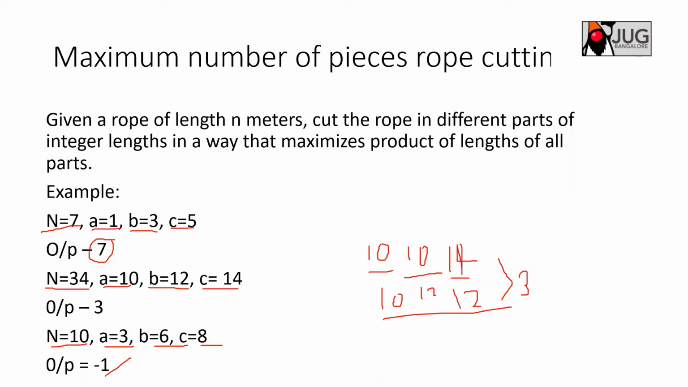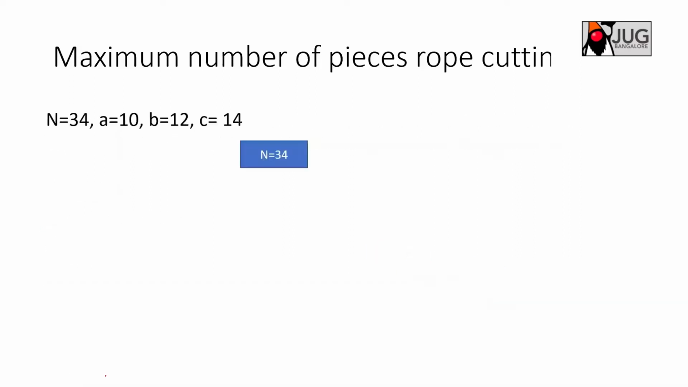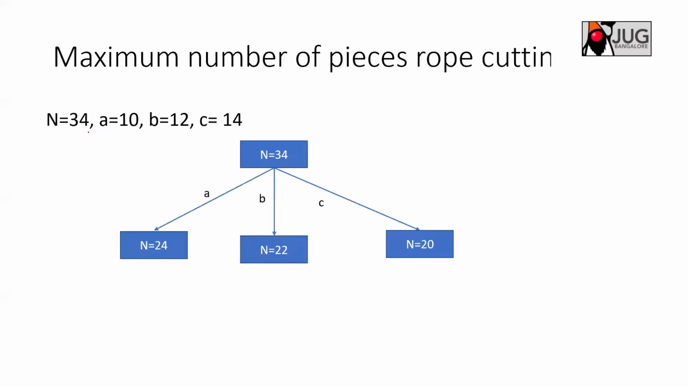Okay, let me give you the solution here. Let's do a dry run first. Maybe if you do the dry run, you will understand and get the solution, what can be done. I will assume that I make a cut of this length first, and then recursively call the remaining length. For example, I made a cut of 10 and then the remaining length is 24.